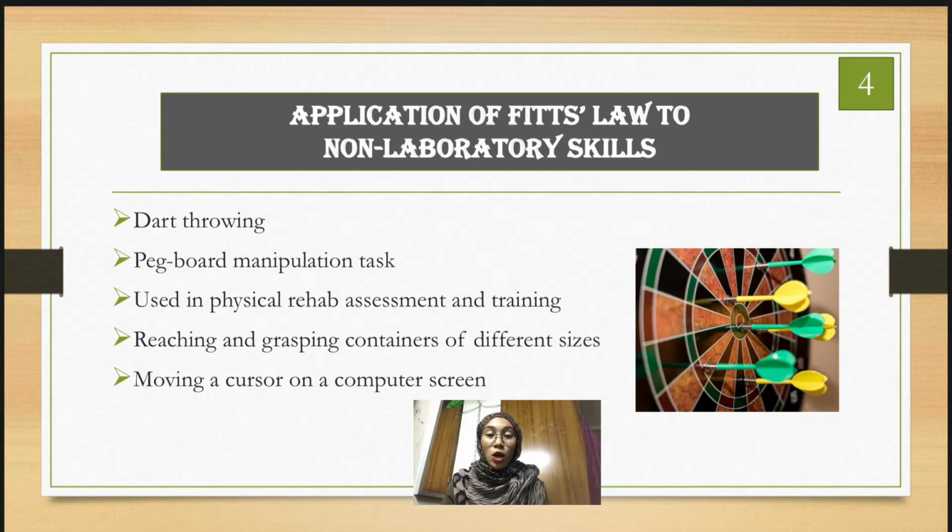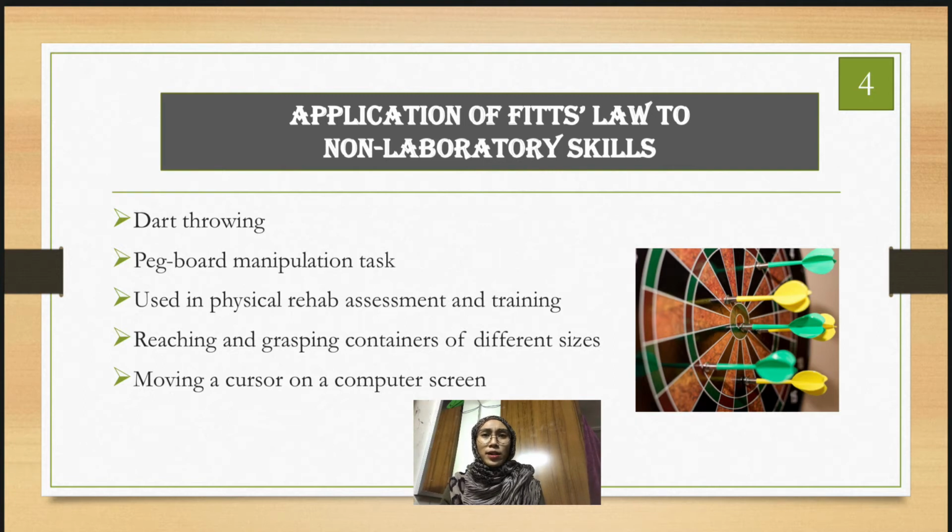The next slide is an application of Fitts' law to non-laboratory skills. There are five. Firstly, dart throwing. What is dart throwing? It is generally considered that the dart throwing motion consists of three phases: the aiming phase, the take back phase, and lastly a throwing phase. Secondly, the pegboard manipulation task.